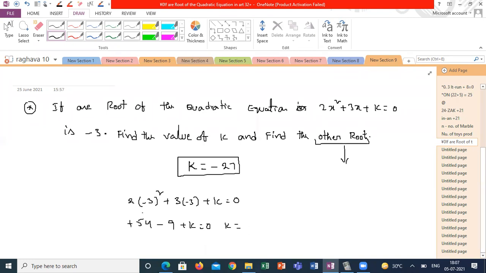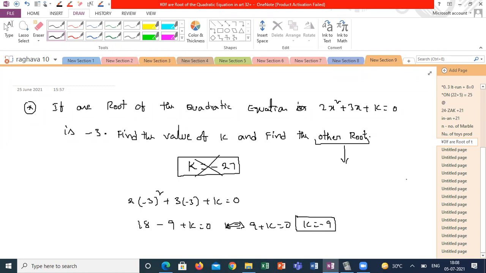Yeah, this is plus 54. Even I am not getting minus 9, I am getting weird answers. 18 minus 9 plus k is equal to 0. No, this is not cube, guys. I am making a lot of mistakes today. Sorry. 3 into 3 is 9, 9 into 2 is 18. 18 minus 9 is 9 plus k is equal to 0. So k is minus 9, I am getting. Which is the correct answer, guys? Yes, sir, I got k is equal to minus 9.